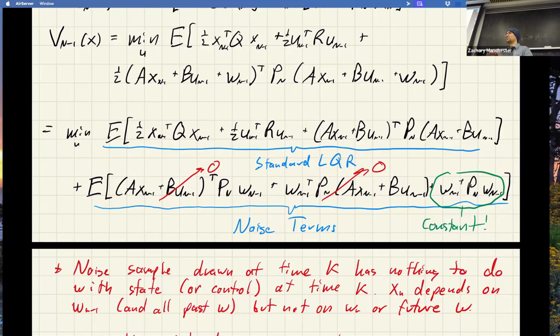Literally what this says, if I just do vanilla LQR on whatever my expected X is, that is optimal. And basically all that's going to happen is I'll get whatever I would have gotten in the deterministic case, plus this. And I can't do anything about it. That's the best you can do, which is kind of interesting.